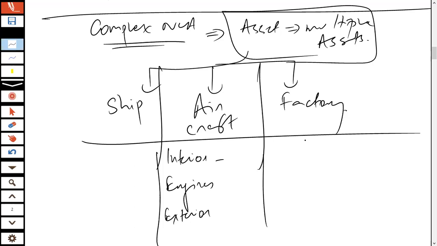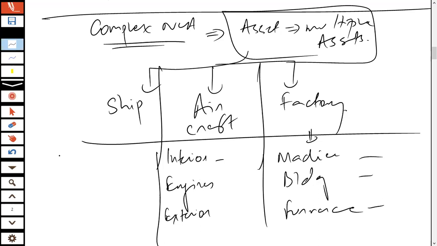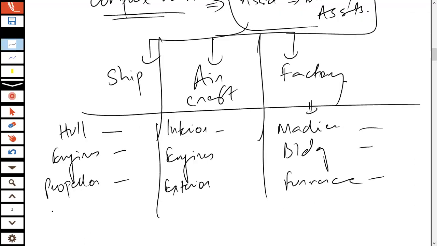When you talk about a factory, at times the machinery might have a different life. The building has a different life. The furnace might have a different life. You talk about a ship, the hull, which is the outer body of a ship, has got a different life. The engines have got a different life. The propeller of the ship has got a different life, and the interior of the ship has got a different life. So if you've got assets which are themselves made up of multiple assets, what do we call them? We call them complex non-current assets.